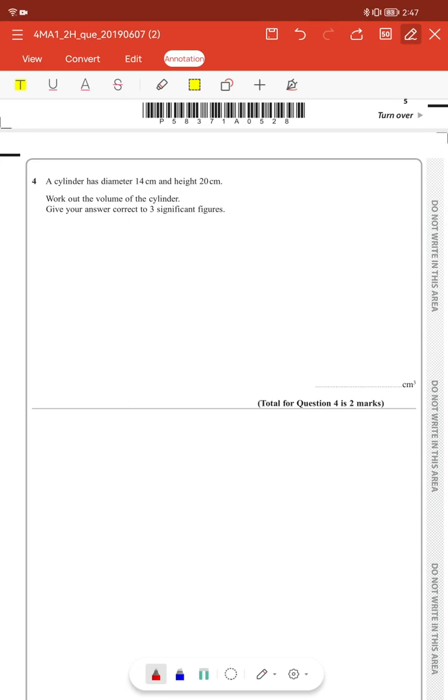A cylinder has a diameter of 14 and a height of 20. So remember, you're given the volume formula. The volume of a cylinder would equal pi r squared h, and we can just sub in the values given to us. So it'd be pi times 7 squared times 20, and that would give us a value of 3080, to three significant figures, centimeters cubed, as it is volume.